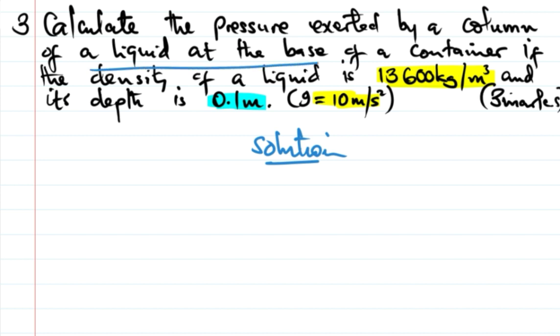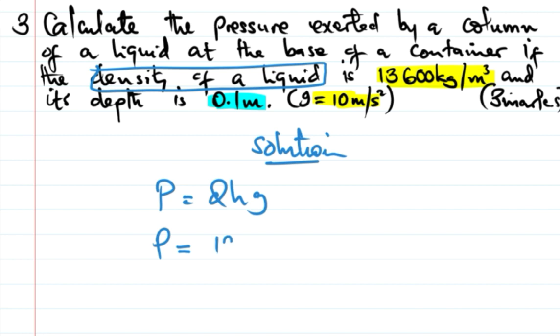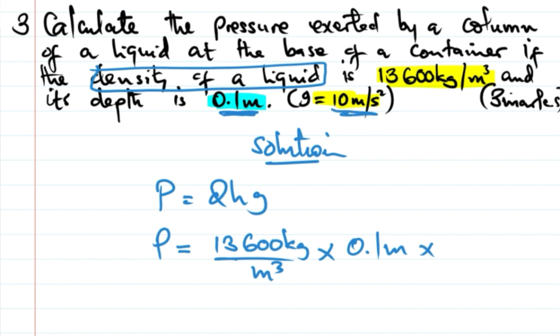Since it's about liquid, and it's a pressure in liquid, we are going to introduce this formula, which was derived earlier. Pressure is equal to density multiplied by height multiplied by gravity. So pressure, which is what we have been asked, is equal to density, 13,600 kgs per meter cube, times height, which is already in meters, 0.1 meter, multiplied by acceleration due to gravity, 10 meters per second square.